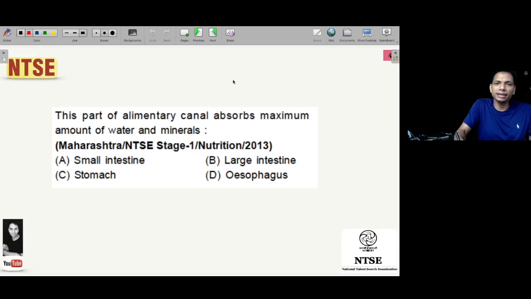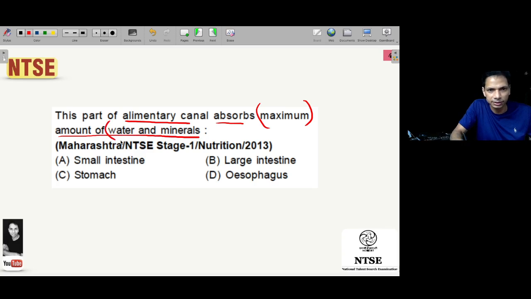This part of the alimentary canal absorbs the maximum amount of water and minerals. Which part of the alimentary canal? We have the small intestine, the large intestine, the stomach, and the esophagus. This was asked in Maharashtra in 2013, NTSE Stage 1. Which part of the alimentary canal absorbs the maximum amount of water? Small intestine, large intestine, stomach, or esophagus.